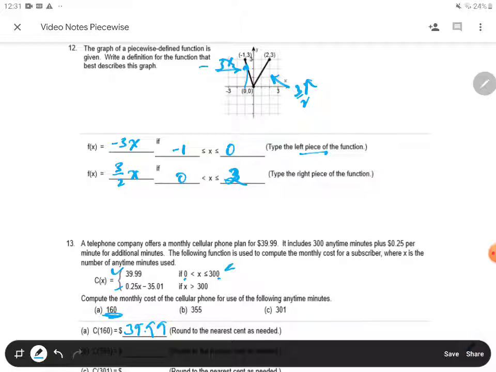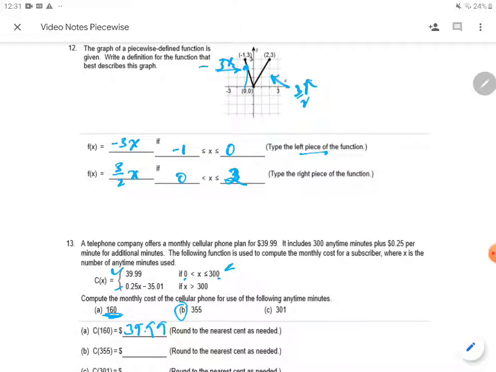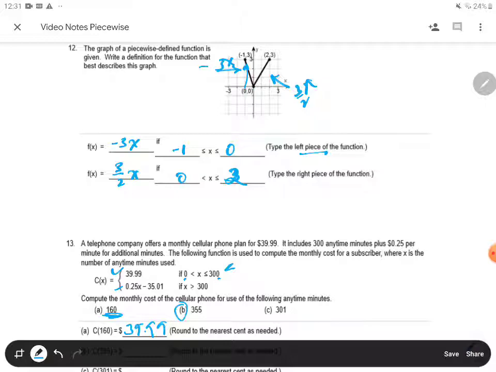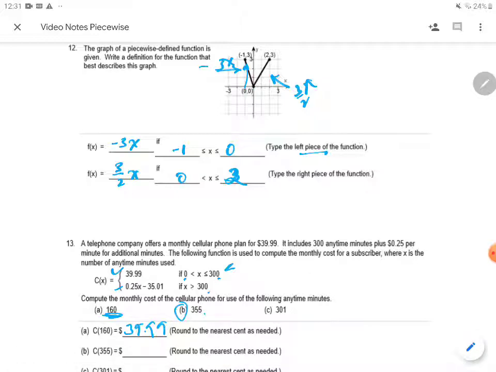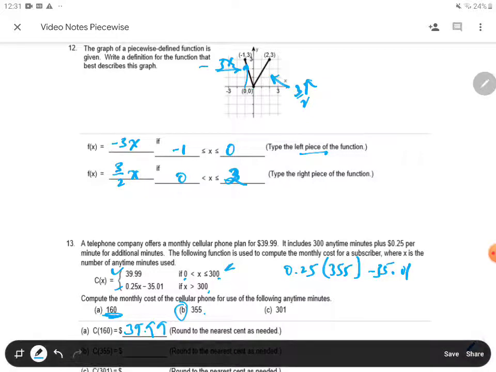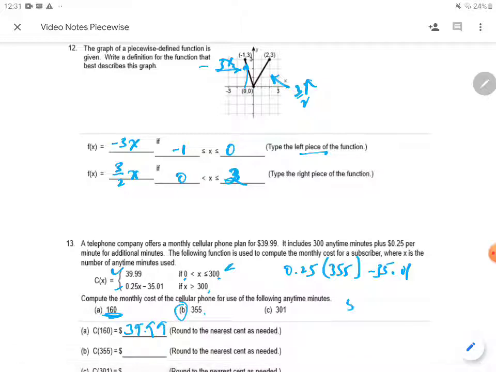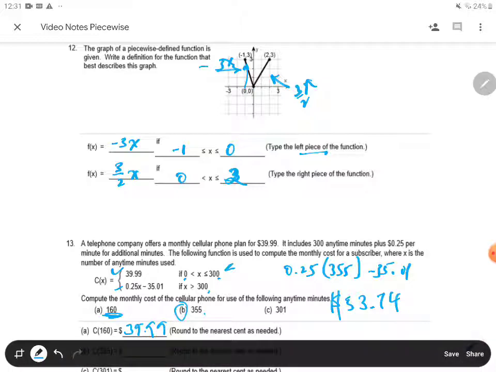Actually, let's do the second one, B. You have to just see that, see, 355 is greater than 300. So you just have to substitute that in the second function. Minus 3501. You can use your handy dandy calculator. Looks like it'll come around $53.74. Okay.